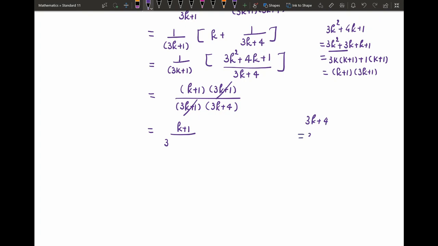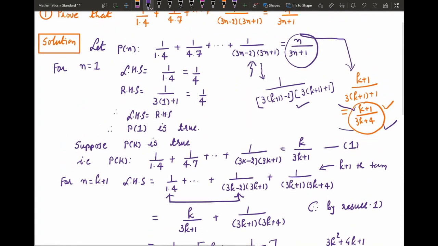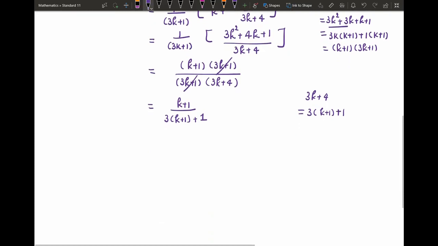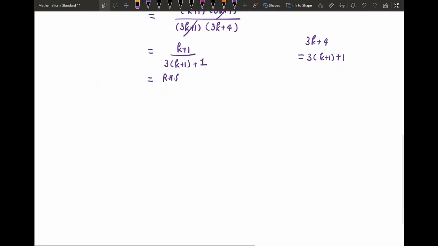For our understanding, we can write it as 3 into k plus 1 plus 1, so that you can observe it is exactly the right hand side with n equal to k plus 1. So now we can claim it equals RHS, because it is our right hand side with n equal to k plus 1. So we have proved the result is true for n equal to k plus 1.